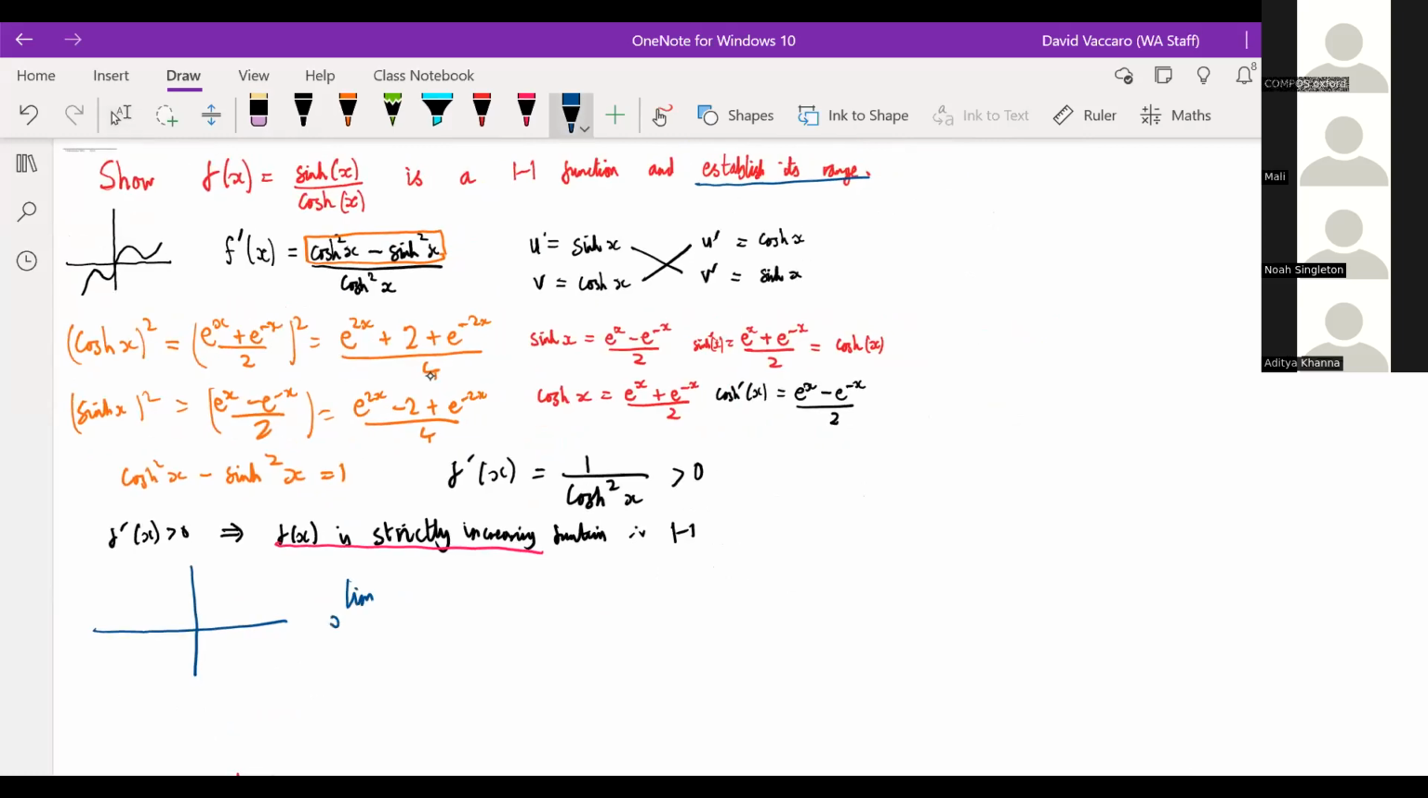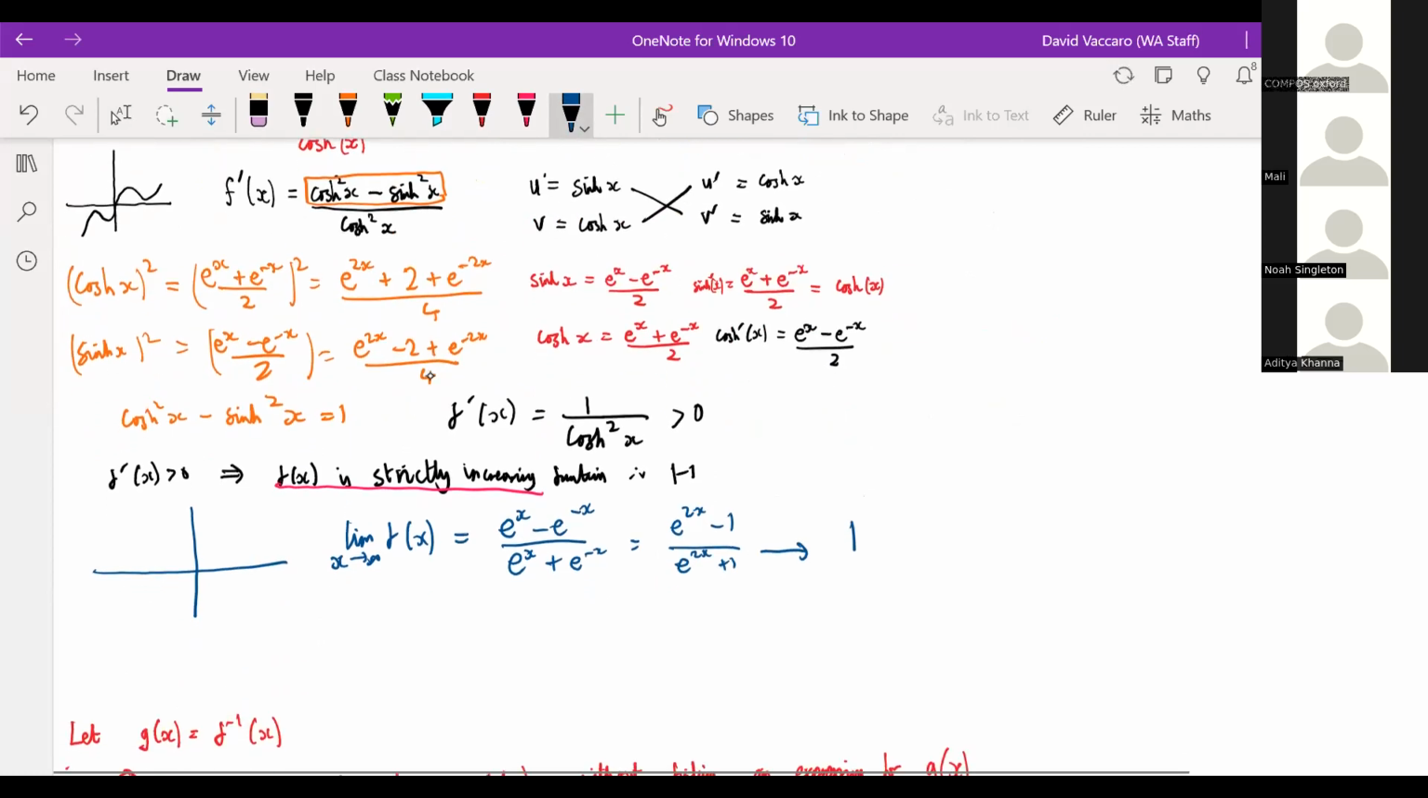The limit as x goes to infinity of f of x. I'm going to use the exponential forms. So sinh x is e to the x minus e to the minus x over 2. Cosh x is e to the x plus e to the minus x over 2. So that's e to the 2x minus 1 over e to the 2x plus 1, which as x goes to infinity just converges to 1. Because we can write it as 1 minus e to the minus 2x over 1 plus e to the minus 2x, and these two terms both go to 0.